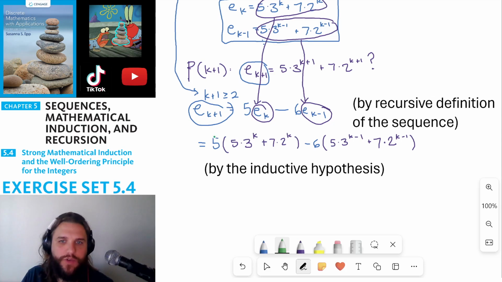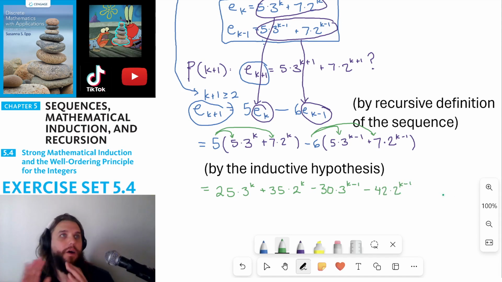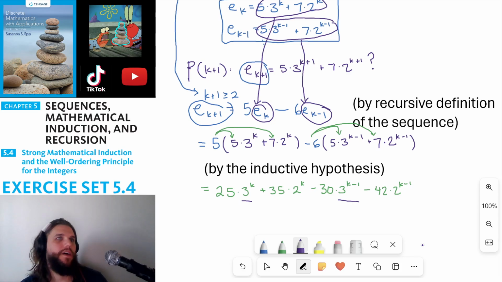So next, I'm going to simplify by distributing this 5 and distributing this minus 6 here, which is 25 times 3 to the k plus 35 times 2 to the k, and then minus 30 times 3 to the k minus 1, minus 42 times 2 to the k minus 1. Now, I would like to combine like terms here, but unfortunately we can't quite combine like terms in the way that this is written because here we have a 3 to the k and here we have a 3 to the k minus 1. Now, if these were both either a 3 to the k minus 1 or a 3 to the k, that would be super convenient.